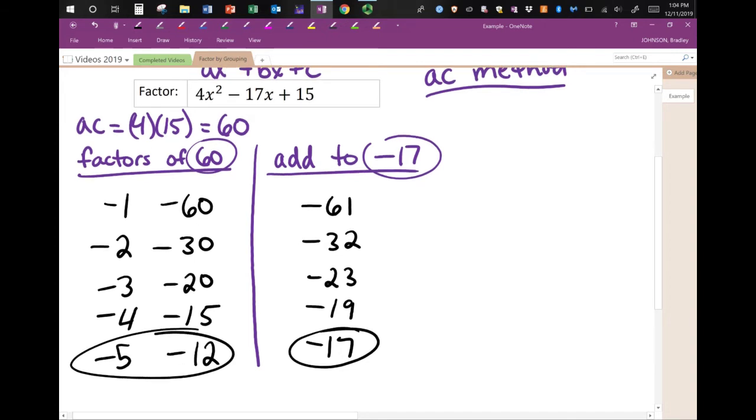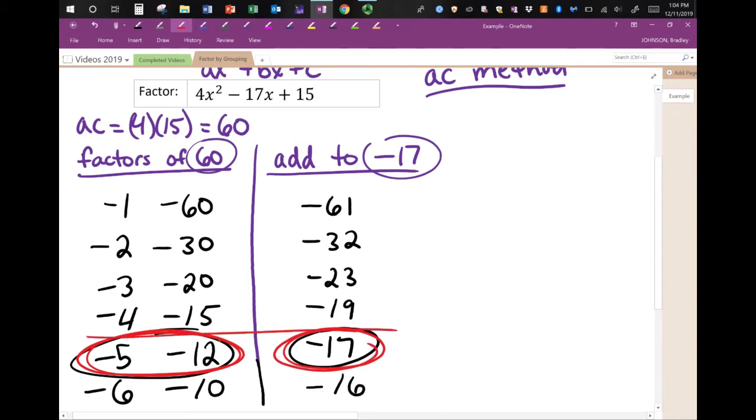But let's find all the factors just to complete it. 6 and... well, let's just go one more. 6 times 10 is 60. You get negative and negative. Okay. And that would add up to negative 16, but that would not be quite the answer. So we will be using this row right here for our solution in the AC method.